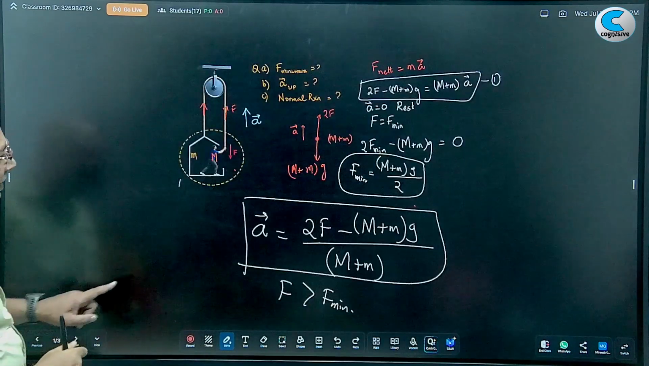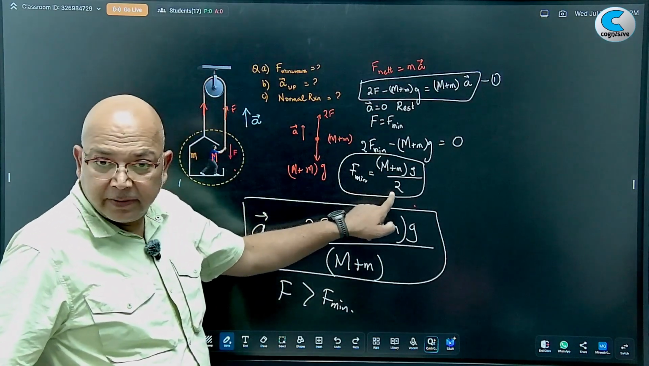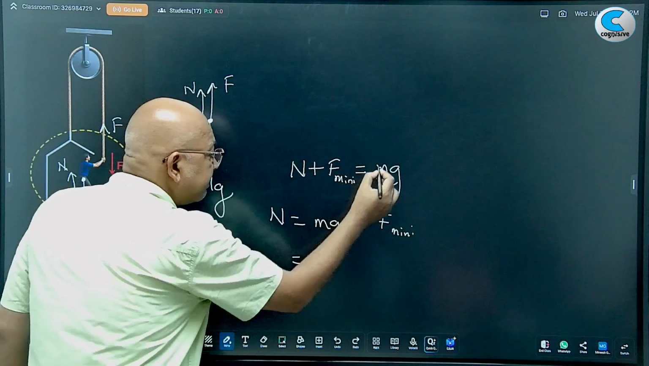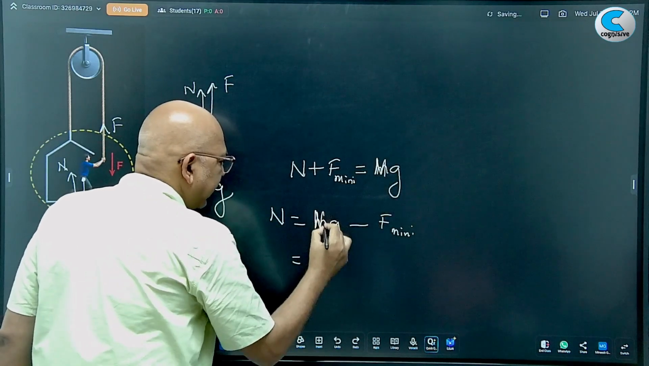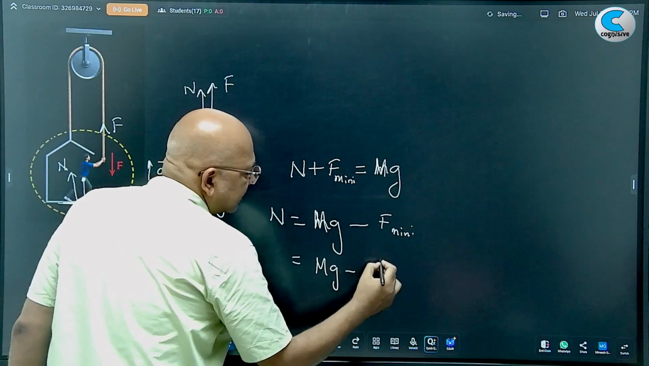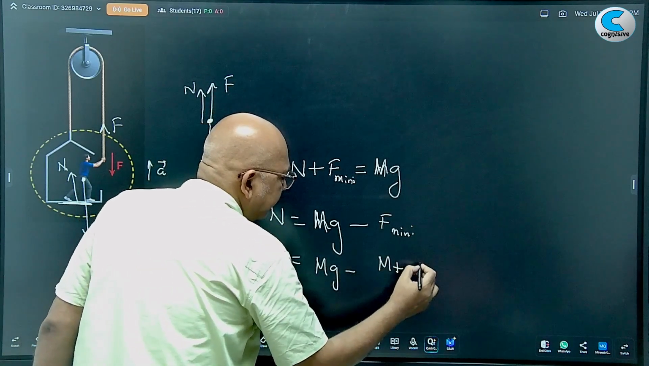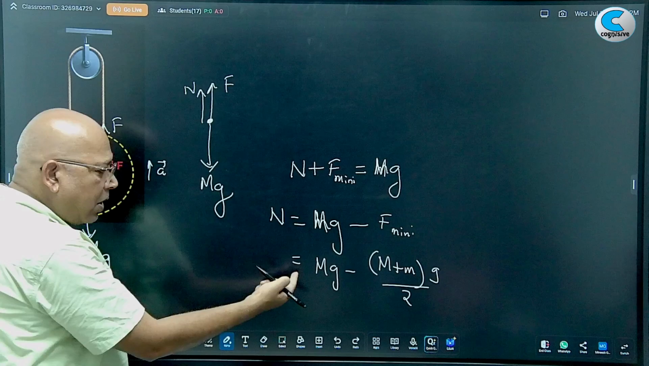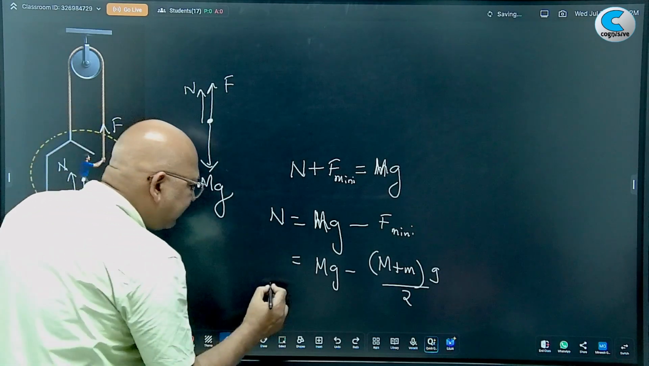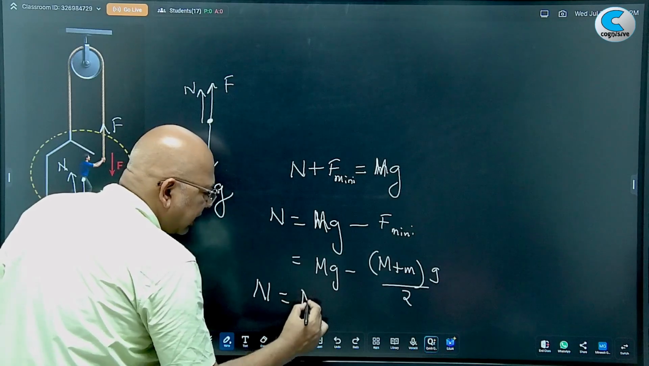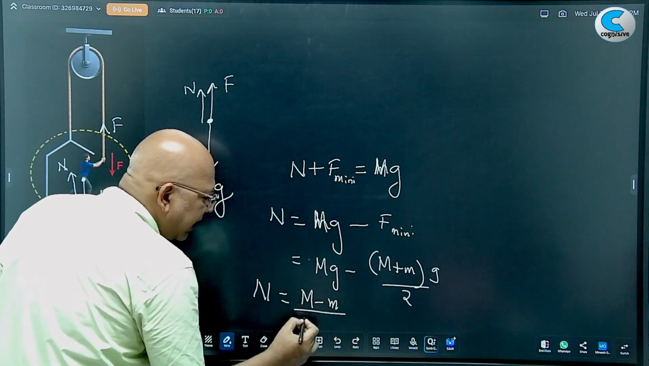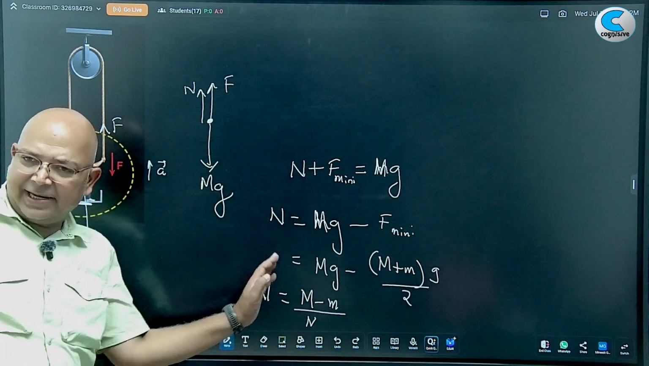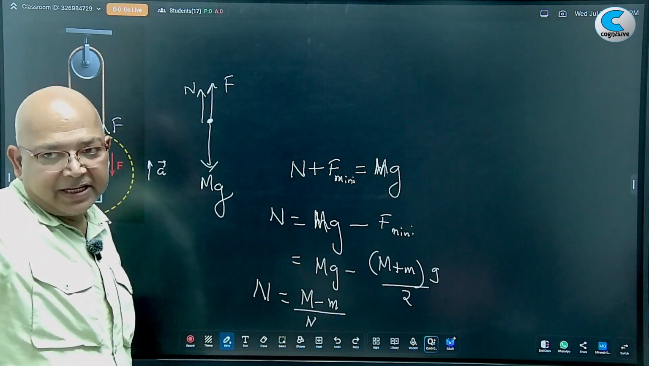In the previous slide, we have calculated the F minimum. We can put it here. The F minimum we get, so this mass is capital M of the person. So capital Mg minus capital M plus small m into g upon 2. All we have to take now is an LCM, and we solve this. We find that normal reaction comes out to be M minus small m upon 2, yeah. So we'll just solve it and you get your answer, right? Take an LCM, you get your answer. Okay, solve it up. Thank you very much.